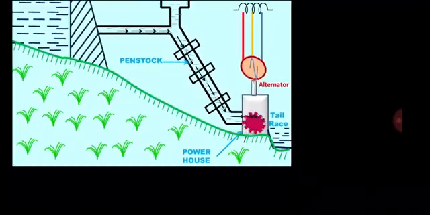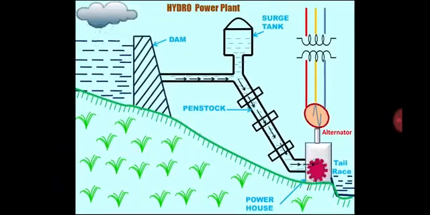The water has to be passed from the dam reservoir to the powerhouse, so for this we have to use a channel. The channel is called a penstock. Basically, the penstock is a carrier of water. It carries the water from the reservoir to the powerhouse. Now what is the role of the penstock? The penstock can be a closed or open conduit. It's like a pipe, a closed or open conduit which transfers the water from the reservoir to the powerhouse.